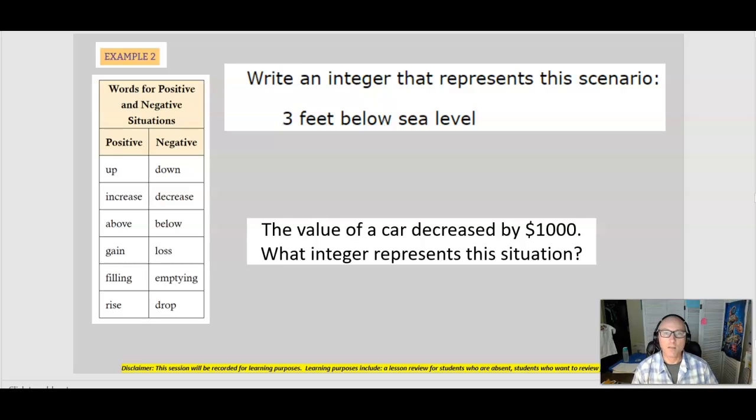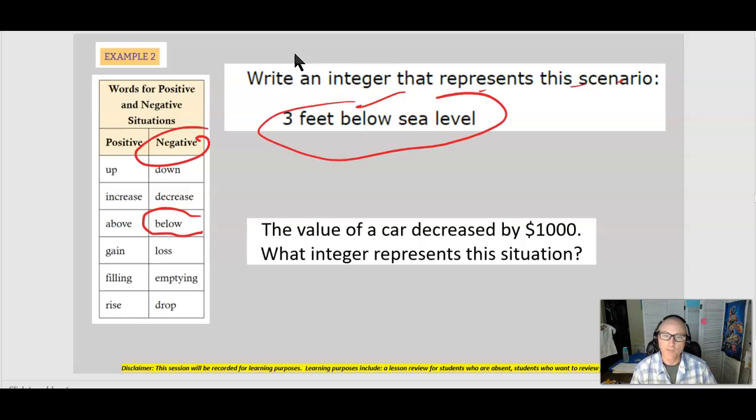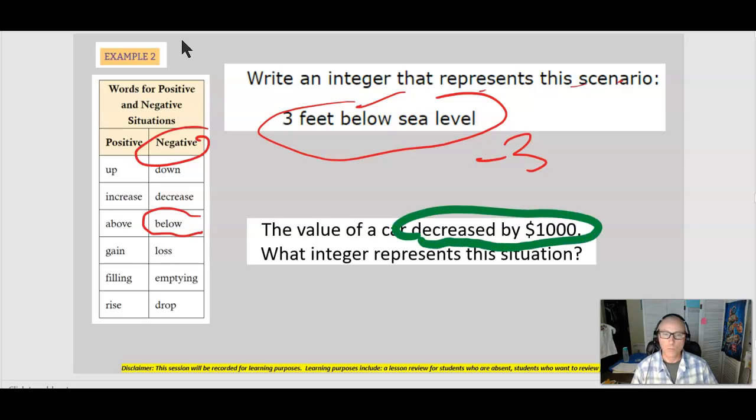Okay, write an integer that represents the scenario, 3 feet below 0. Below. See, this is a little cheat sheet. Below is negative. So if you need a cheat sheet, you can use it. Let's see, the value of a cart decreased by 1,000. So where's decrease? There it is. That's also negative. So it'd be negative 1,000.